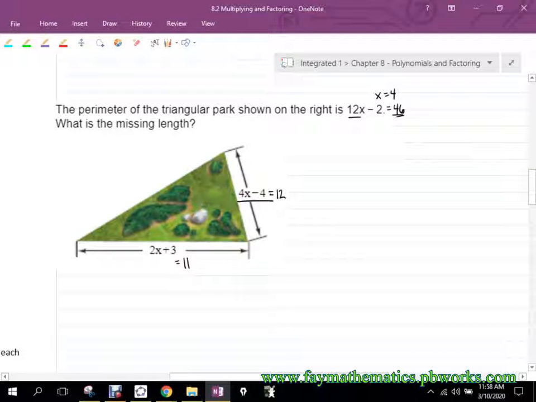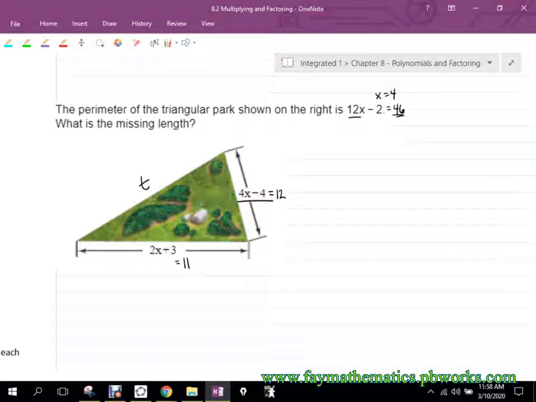Okay. And now if x is 4 again, 2 times 4 is 8 plus 3 is 11, right? Now if I ask you to find this side over here, let's just call this T for third side. Knowing that they total 46, and you have 11 and you have 12, what can you do with those three values of 46, 11, and 12 to get T? You're going to add what? Add 11 and 12 together.